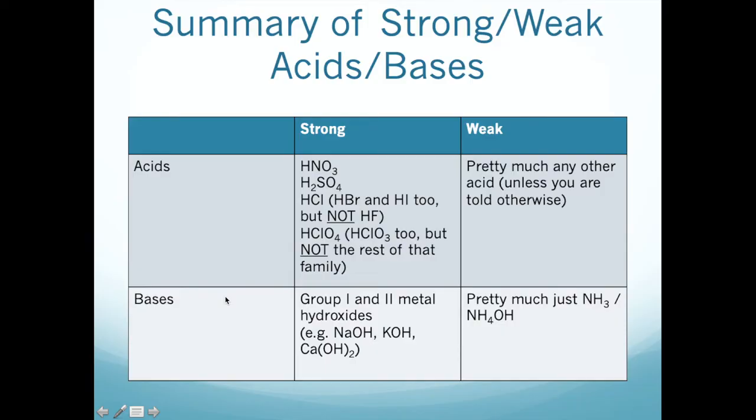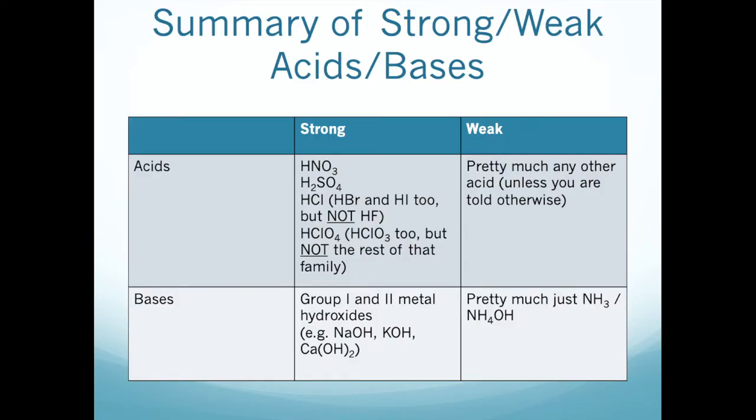What about bases? Bases are even easier to remember. Anytime you see a group 1 or group 2 metal hydroxide, just assume it's a strong base. So that includes things like sodium hydroxide, potassium hydroxide, calcium hydroxide. So anytime you see a group 1 or group 2 metal followed by OH in some combination, you can assume that that's a strong base. The only weak base you guys are ever going to really come across in this class is pretty much just ammonia. All right, so ammonia or its dissolved form of ammonium hydroxide. That's pretty much the only weak base that you guys are going to see.